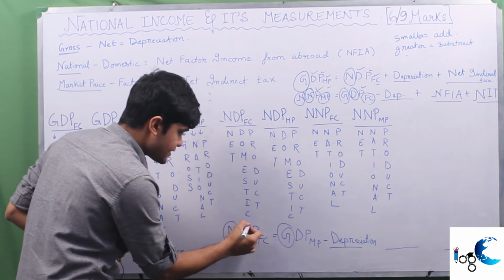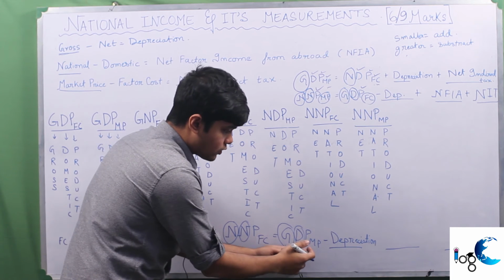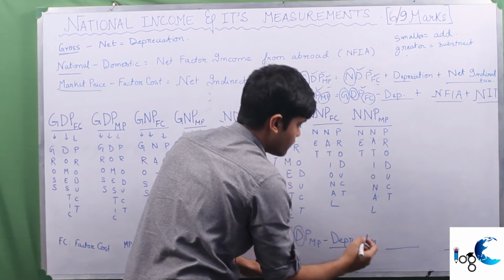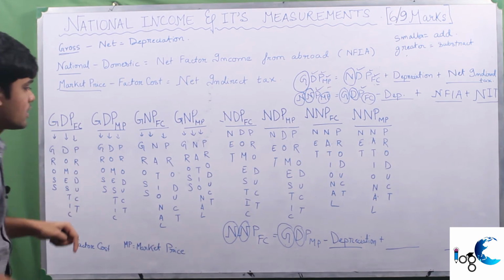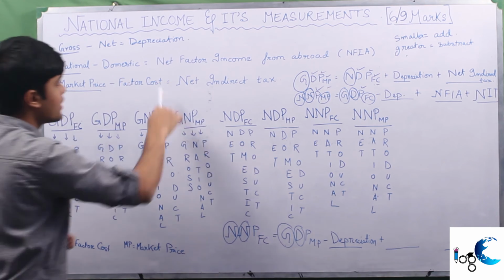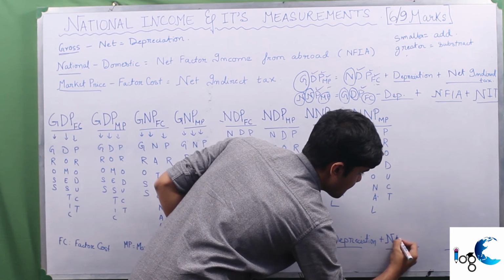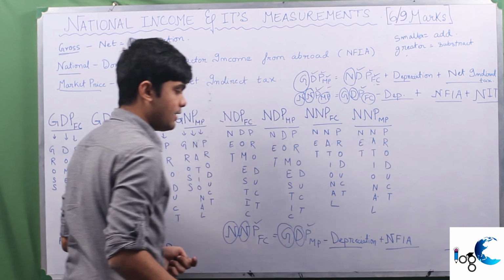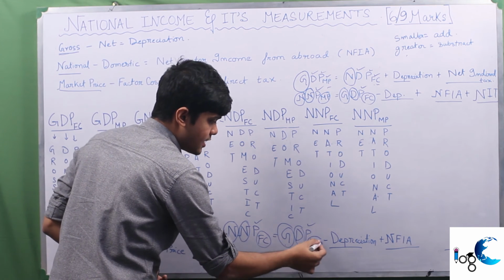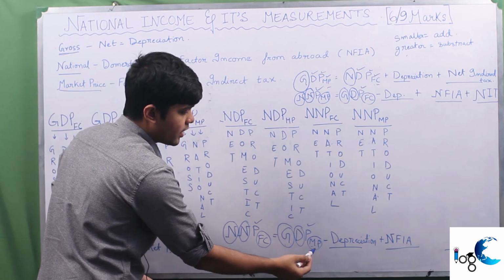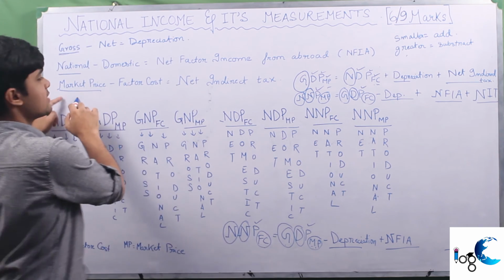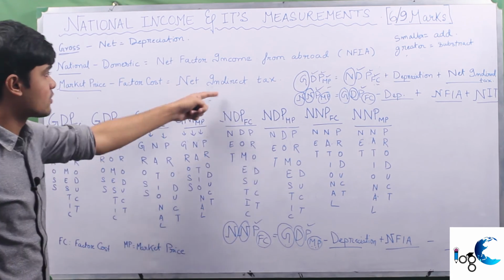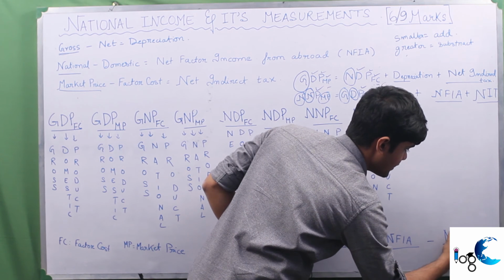Second thing, this is national and this is domestic. You need to look at the right hand side, which is domestic. Domestic is smaller than national, so we will do addition. We add the difference between national and domestic, which is net factor income from abroad, NFIA. P and P should always remain the same. Then the factor cost and market price: on the right hand side, market price is obviously greater than factor cost. If greater, then we will subtract. Market price minus factor cost is net indirect tax, so we will subtract net indirect tax, NIT.